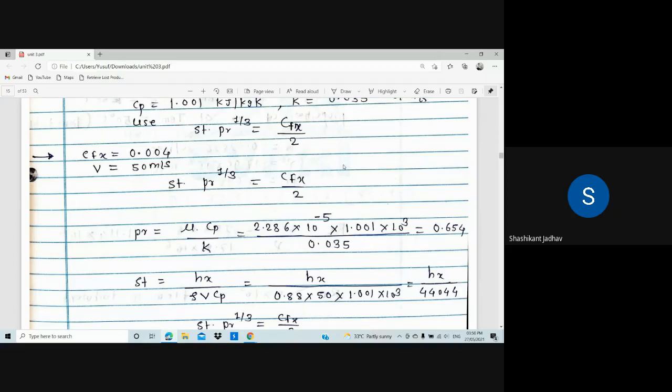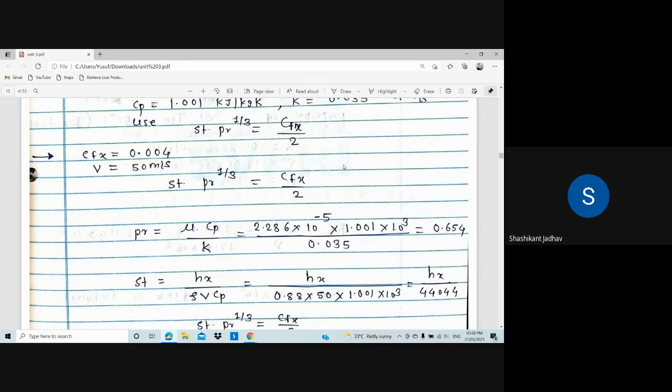And how to calculate the Prandtl number? As we know, Prandtl number is nothing but mu Cp by K. So mu is given, Cp is given, K is given. From that we get the value of the Prandtl number. And we know the equation for the Stanton number. Stanton number is equal to Hx by rho v Cp.